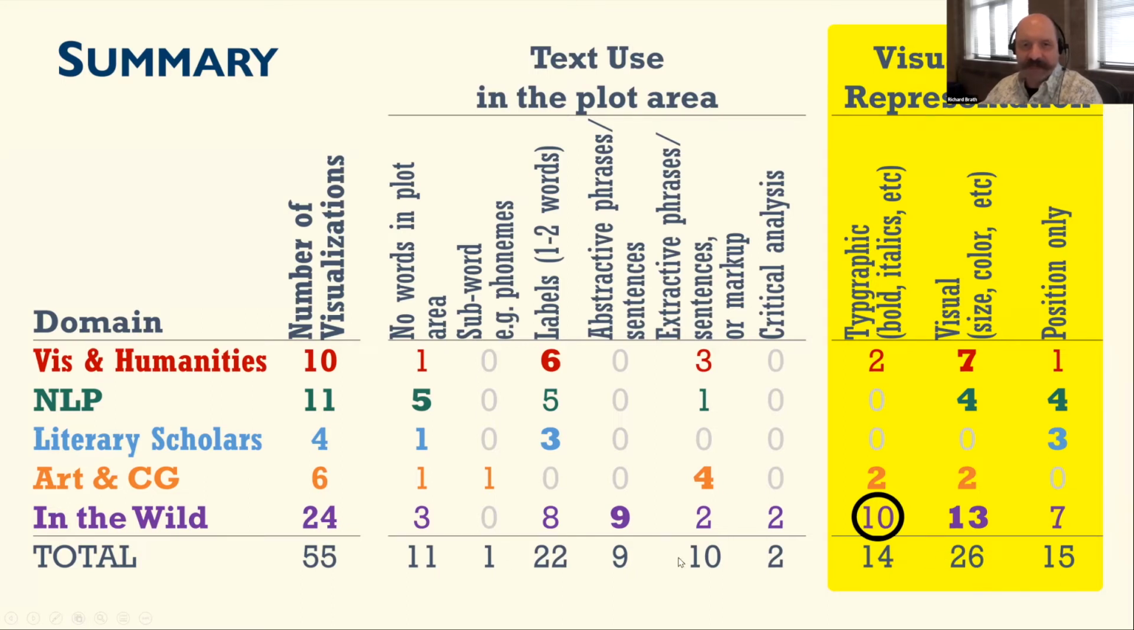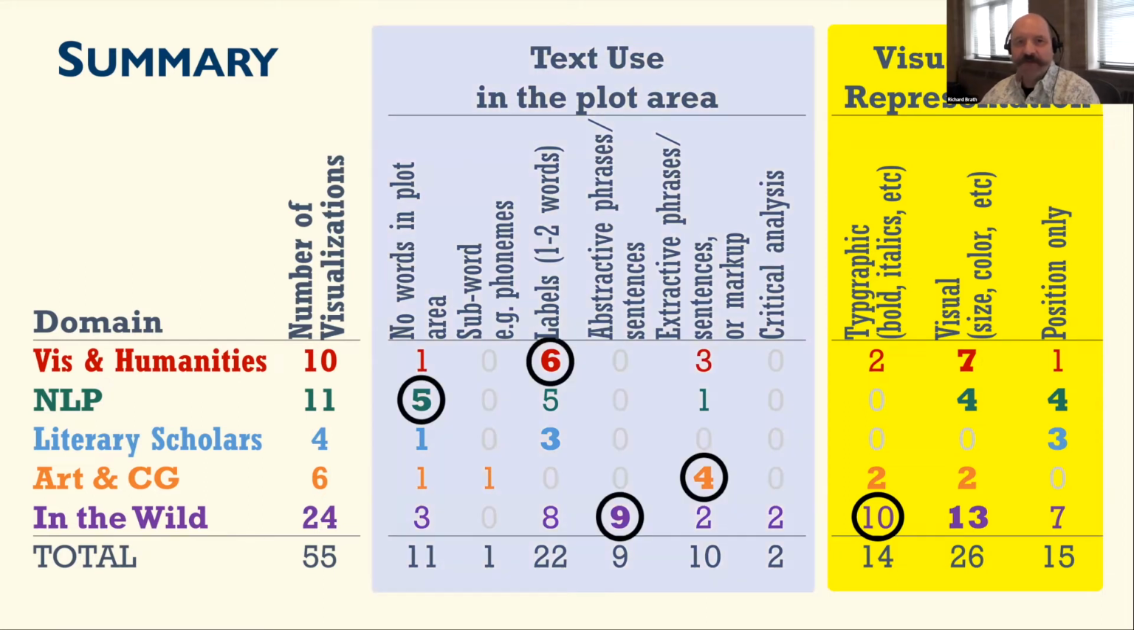Perhaps the interesting aspect here is when you look in the wild, a lot of people are also using typographical cues to convey information. They're using things like bold and italics to encode some of that information as well. So that's a bit of an interesting difference than what you might find, say, in just normal visualization groups and communities. It's also interesting to look at how they use text.